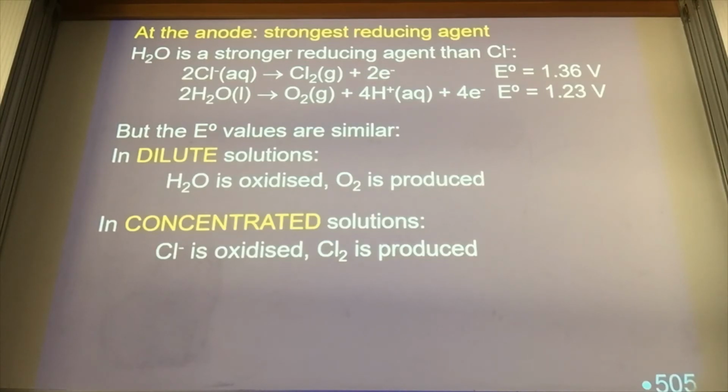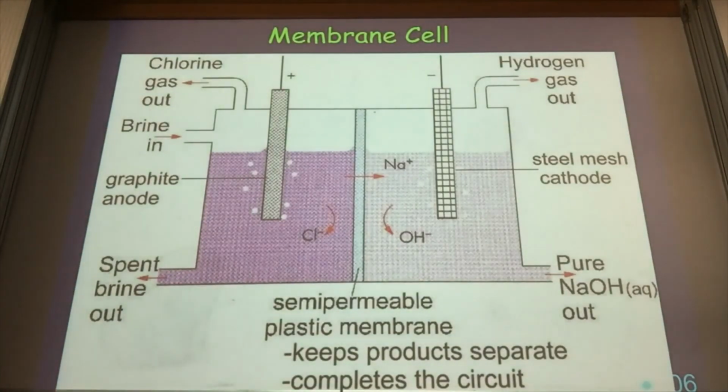By the time you get to a concentrated solution of sodium chloride, it's pretty much just chlorine gas which is being produced. So we get to the membrane cell. So we've got aqueous sodium chloride in this case.